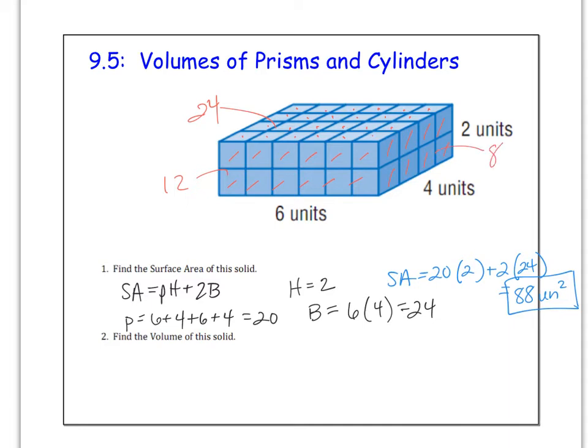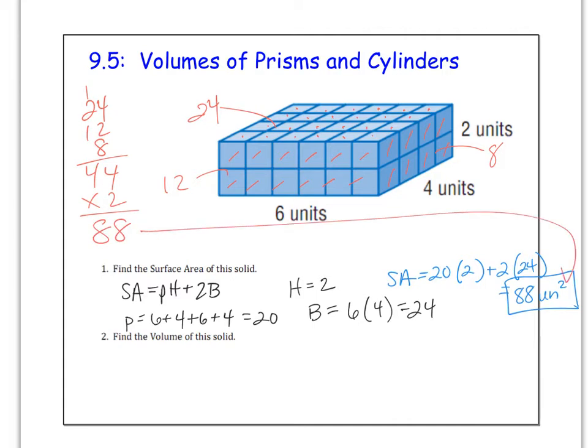If you double that, because the top would be the same as the bottom, the front would be the same as the back, and the right would be the same as the left. So if you add those together, 24, 12, and 8, you get 44. Then if you double it so that you get the other three sides, you get 88. Interesting. Our surface area was 88 units squared.